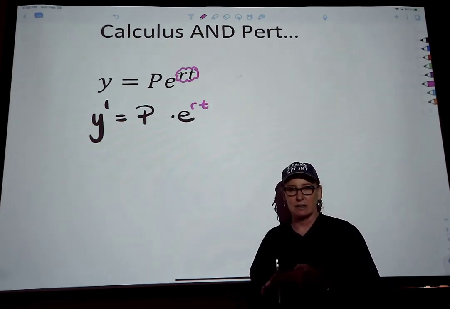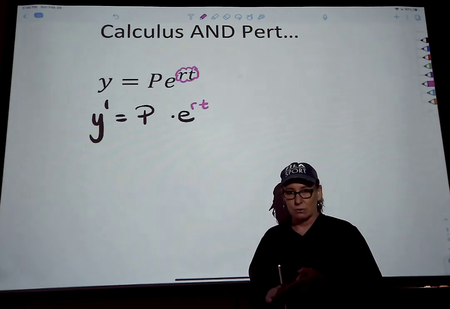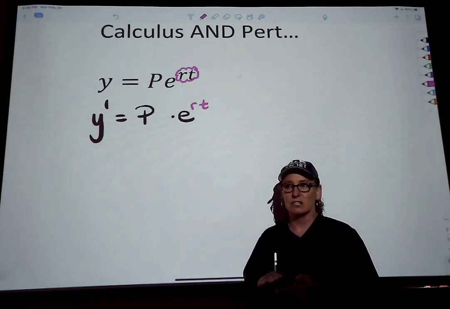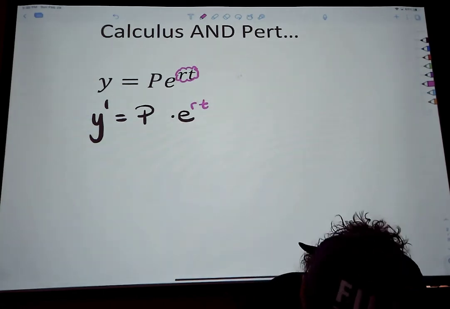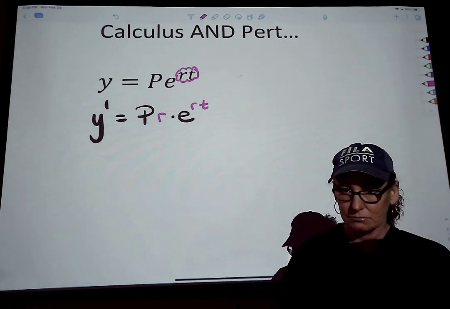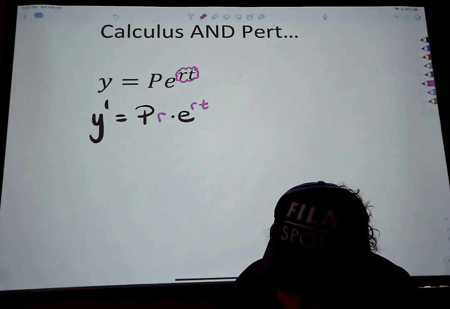Think about this for a second. t is our variable. The derivative of r times t is just r. Let me rearrange this.